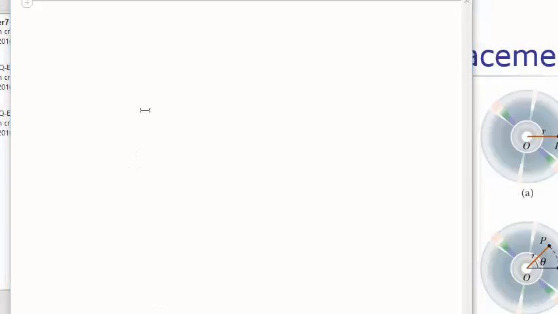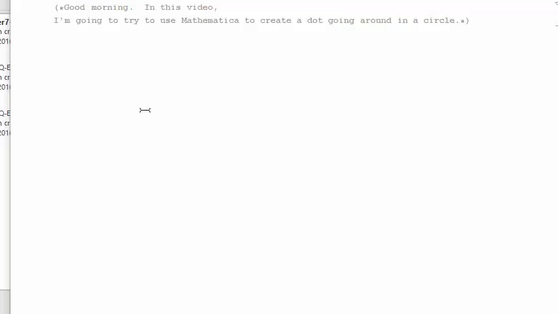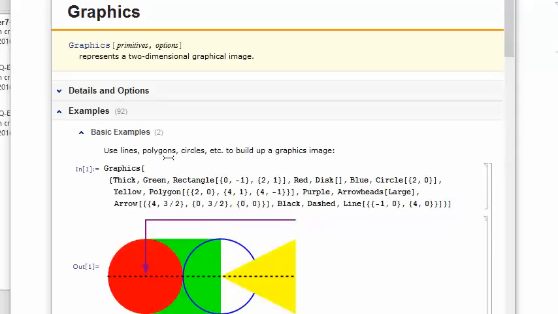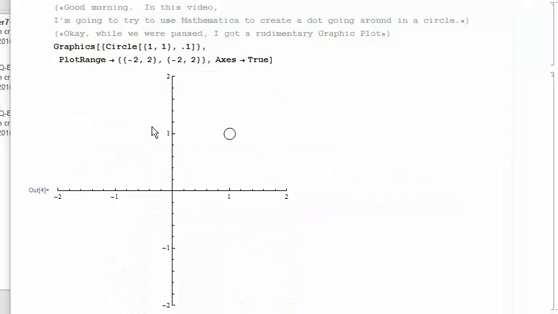Good morning. In this video I'm going to try to use Mathematica to create a dot going around in a circle. I have to review the graphics primitives a little bit because it's been a while since I programmed in Mathematica. Okay, while we were paused, I got a rudimentary graphic plot. I've got a circle at coordinates 1, 1 with a radius of 0.1. I made the plot range go from -2 to 2 and -2 to 2 in the vertical. I turned on the axes so you could see where that was.